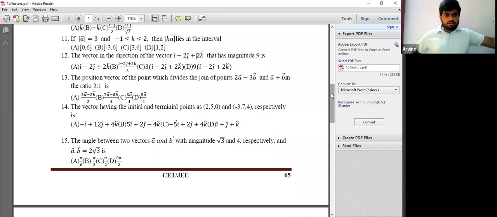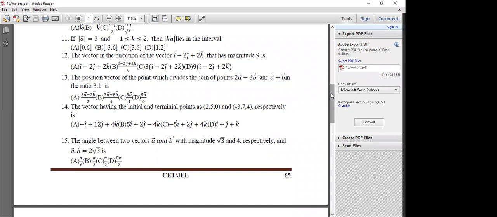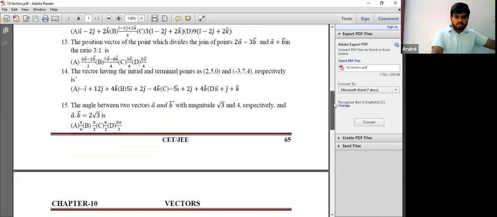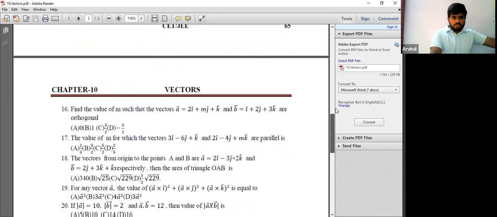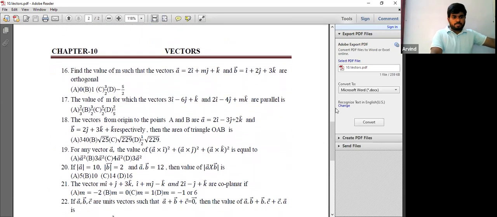So A dot B is 2√3, mod A is √3, mod B is 4. So 2√3 divided by √3 into 4. √3 cancels. 2 by 4 is 1 by 2. So cos theta is 1 by 2. Therefore, theta should be π by 3, sir. Option B. A very easy question. Okay. Let's go to the 16th one.